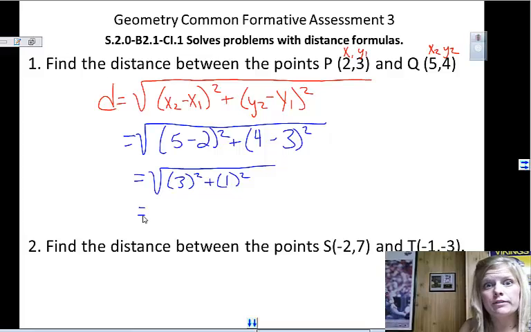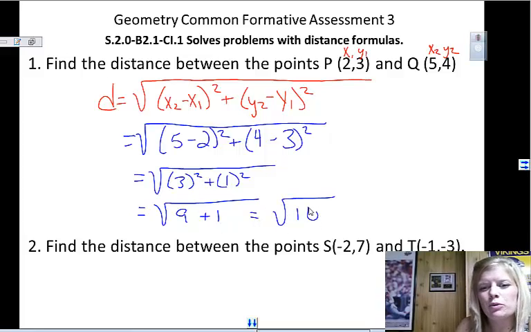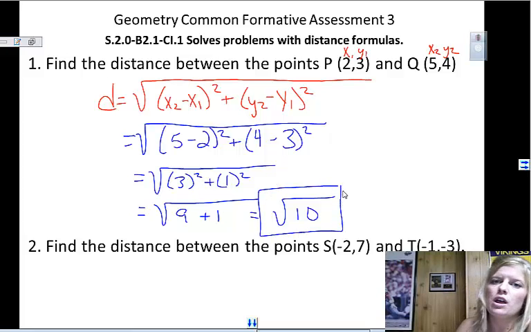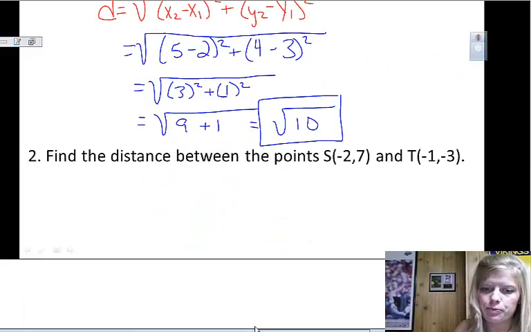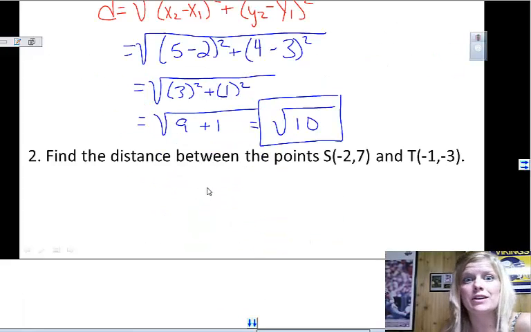You with me so far? If not, pause. Catch up. Alright, 3 squared is 9. 1 squared is 1. So my answer is the square root of 10. Now reminder, if it's under 100, I want you to reduce the radical, if you can. Radical 10 cannot be broken down, so that is my answer. Do not give me a decimal. I do not want a decimal. We're in honors geometry. Leave it as a radical.